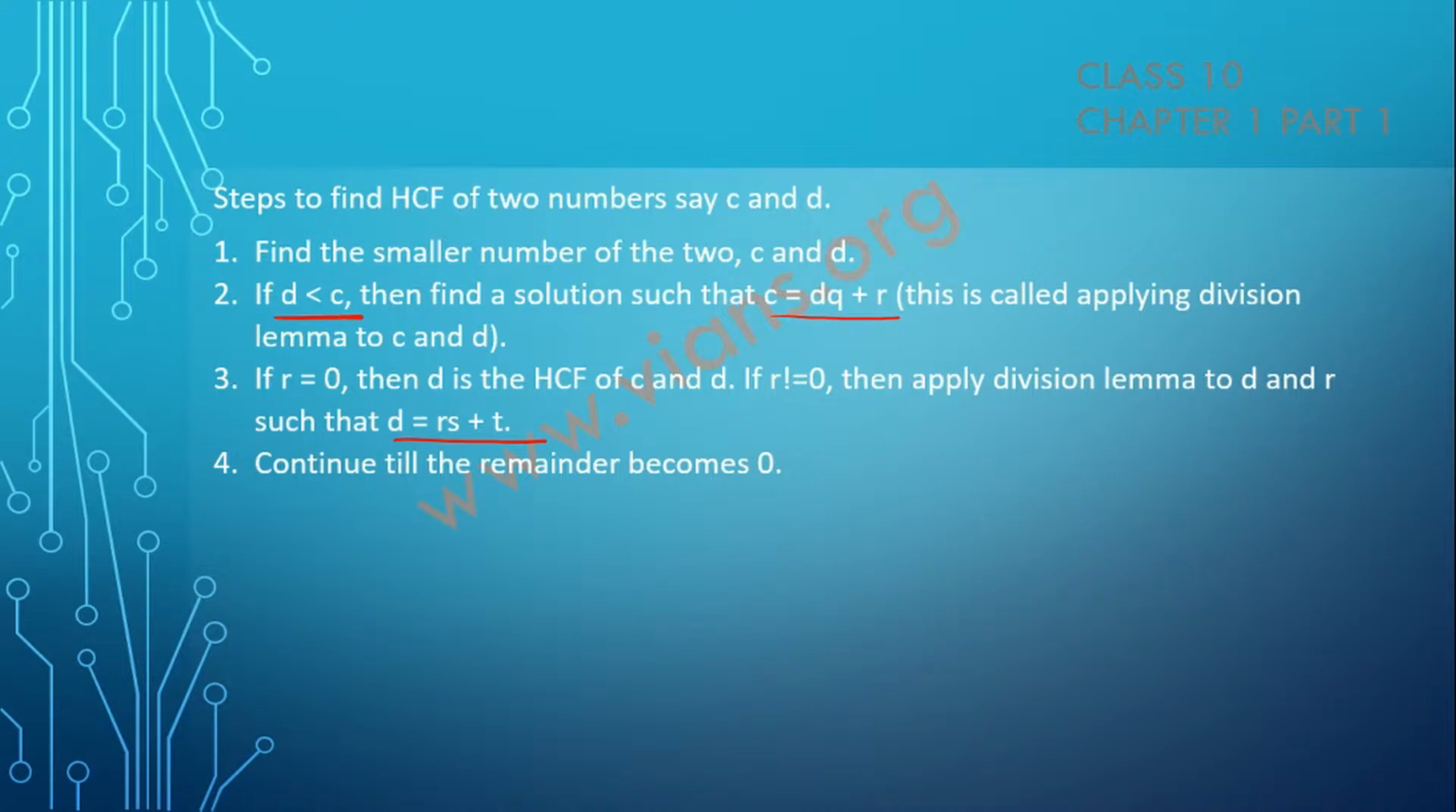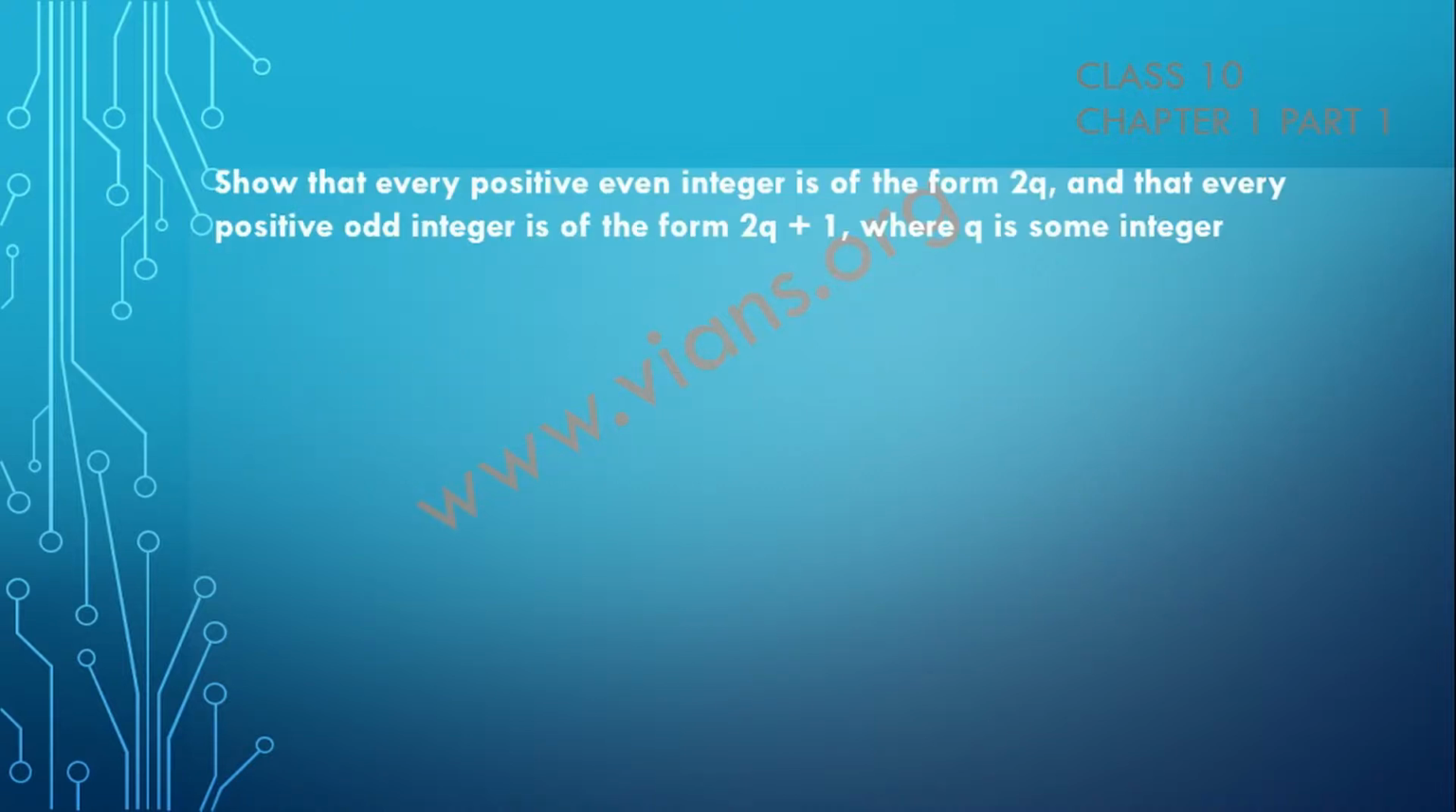Let's look at a problem of that sort. Here's the one. Show that every positive even integer is of the form 2q, and that every positive odd integer is of the form 2q plus 1, where q is some integer. A lot of proofs of this sort could come during the exam. Some have come in the past papers.